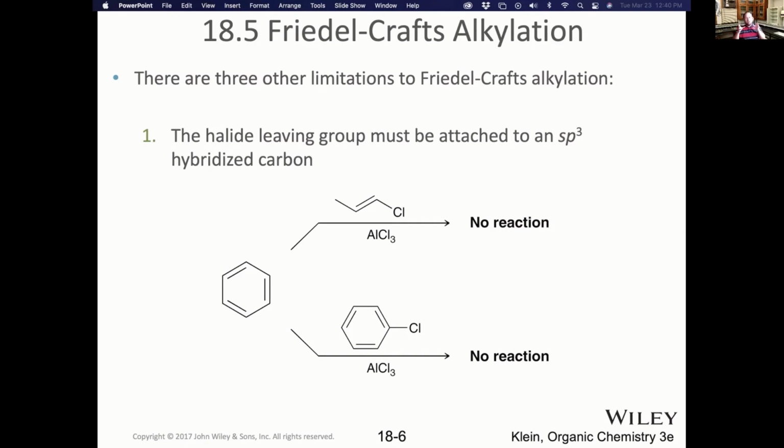sp2 carbons are not great electrophiles for substitution nucleophilic attack type mechanisms, because that carbocation character does not like to form on sp2 carbons. sp2 carbons do not like to bear positive charge. They're less stable carbocations. So you do not find vinylic halides and aryl halides undergo substitution type reactions, SN2, SN1 like mechanisms.